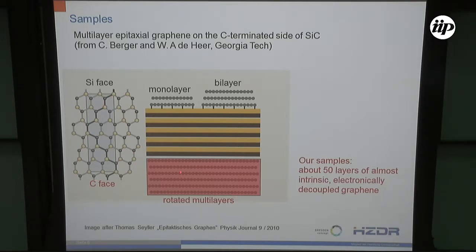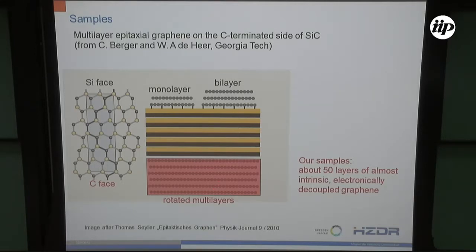And on the carbon terminated phase, if you heat the sample up to like 1200 degrees Celsius, the silicon evaporates and it starts pushing out graphene layers. And interestingly, these layers are twisted rotationally against each other and only weakly van der Waals bound. So they essentially behave like individual graphene layers. This has been verified by many techniques. And this is important for many of our experiments.